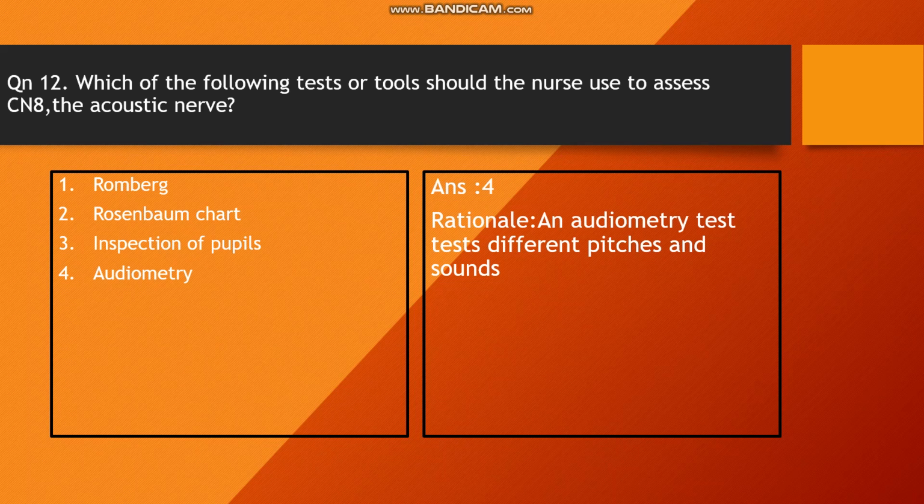Next one. Which of the following tests or tools should the nurse use to assess cranial nerve 8, the acoustic nerve? Romberg, Rosenbaum chart, inspection of pupils, audiometry. Answer is 4. Audiometry. An audiometry test tests different pitches and sounds.